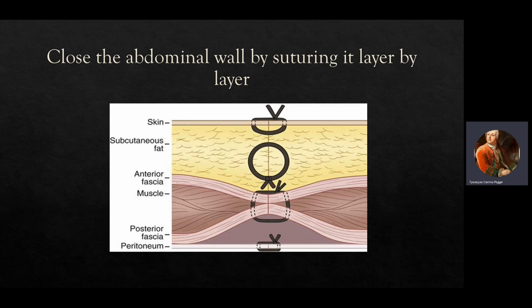After suturing the abdominal organ we repaired, we also should close the abdominal wall by suturing it layer by layer up to the top of the skin, like how it is seen here. Below the peritoneal cavity, we repair the organ, then we suture the peritoneum, and the fascia and other muscles we discussed before, and then subcutaneous fat and skin. We suture it layer by layer.